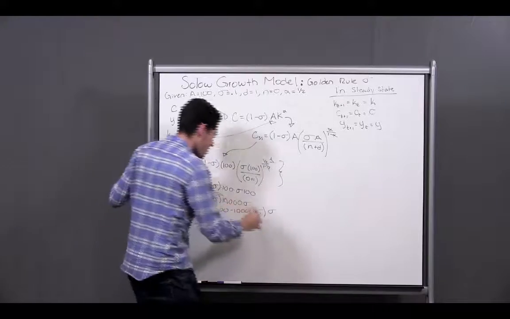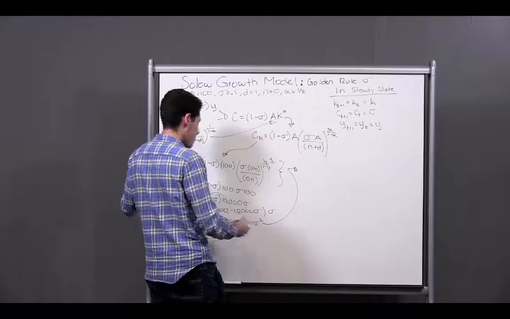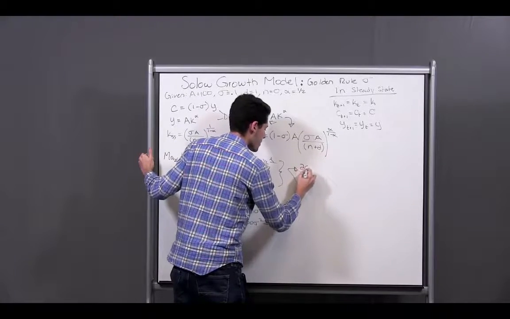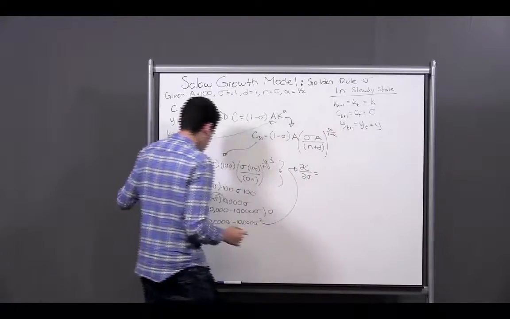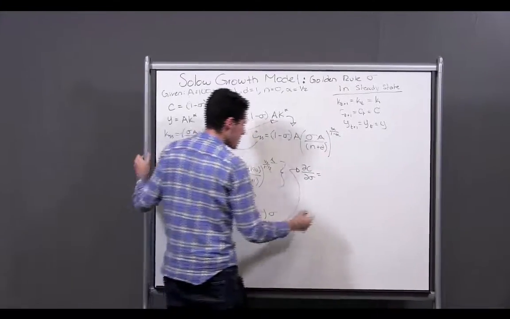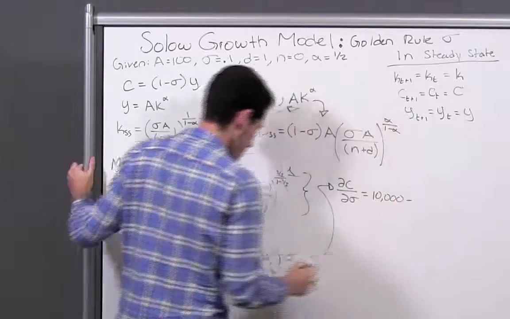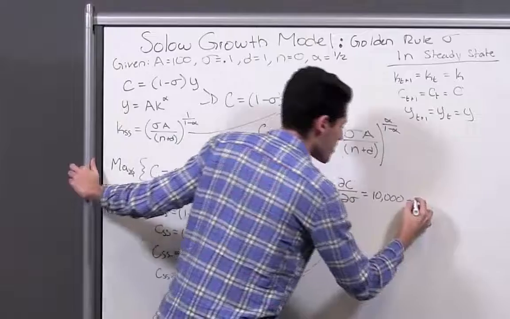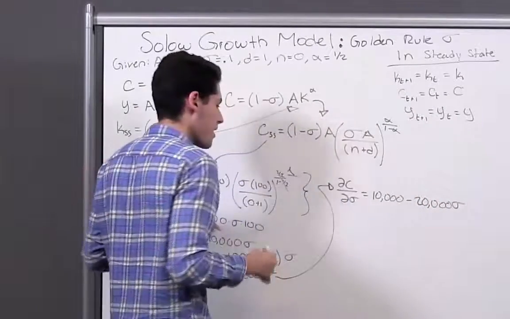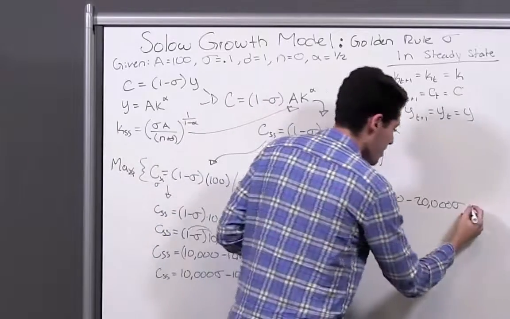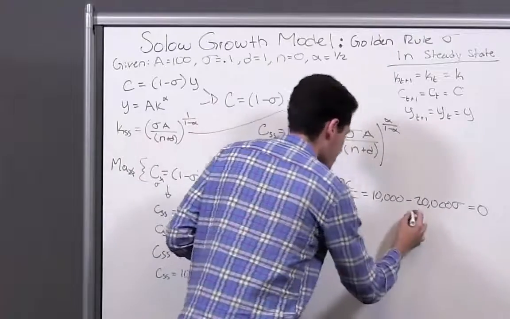Now that we've simplified it to the best possible form, we can maximize this function. Let's take the derivative of consumption with respect to sigma. What that's going to be is, this essentially disappears, so we have 10,000 minus, the 2 comes down, 20,000 sigma. To know that it's at a maximum, we set it equal to 0. And from there, we just solve algebraically.